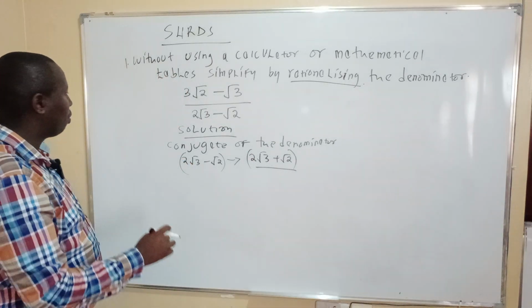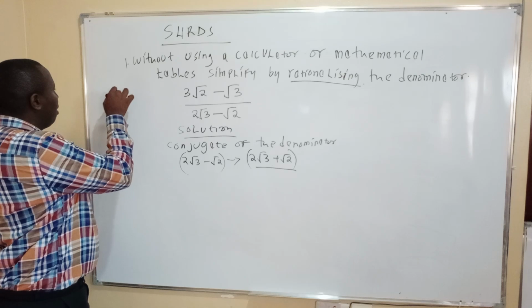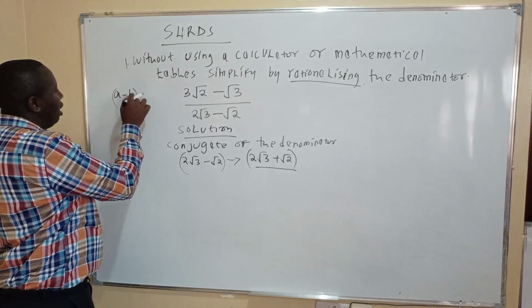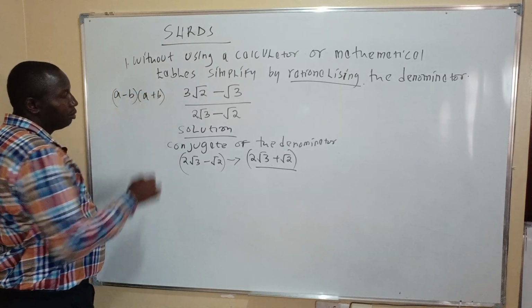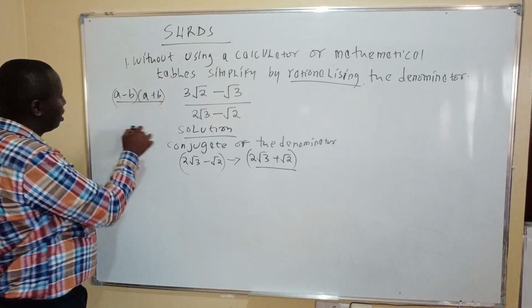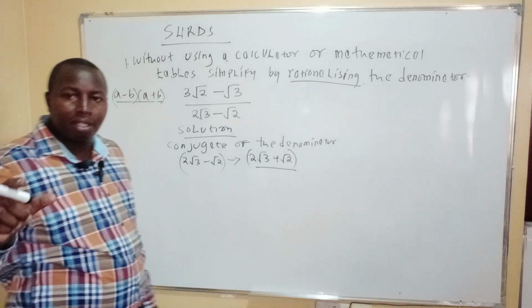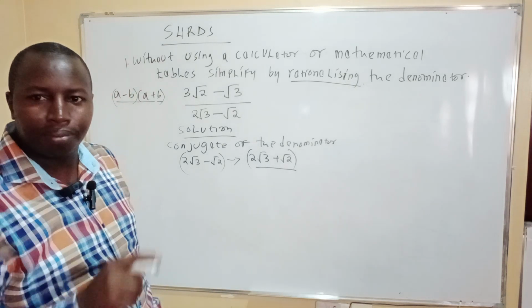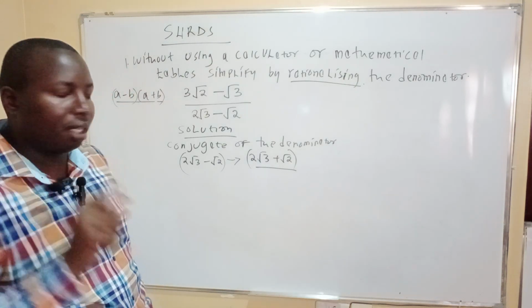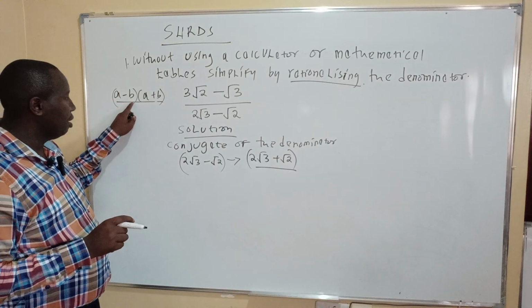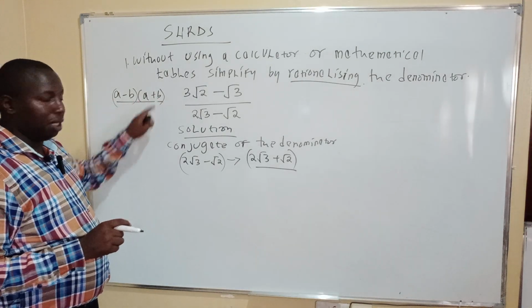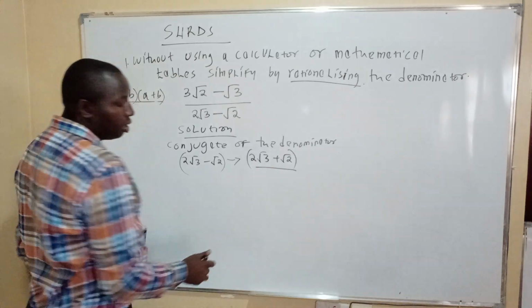Like when you are given a minus b, and a plus b, these are conjugates. This one is a conjugate to this. Factors of a difference of 2 squares are conjugates of each other. So a minus b and a plus b. The same case applies to this.